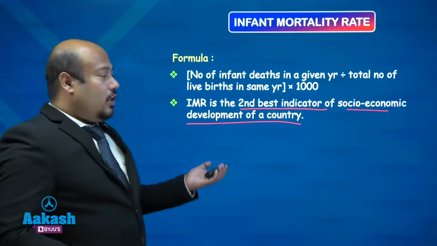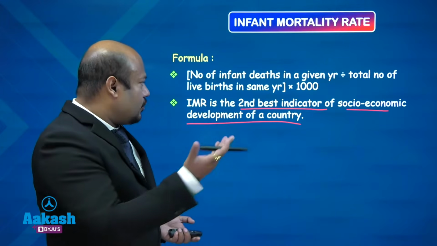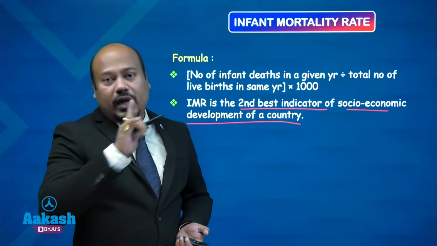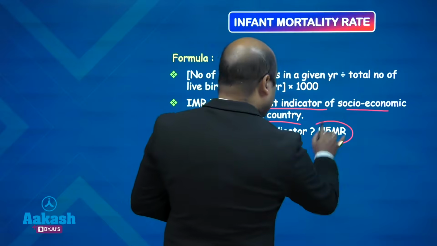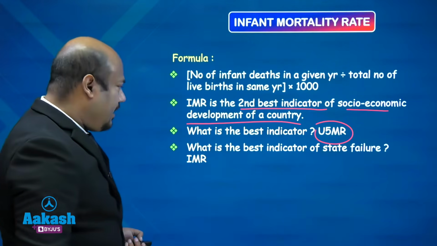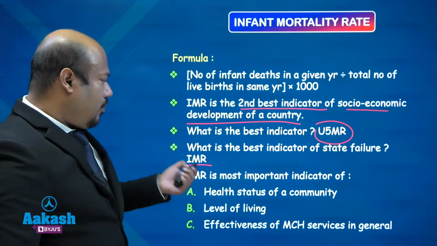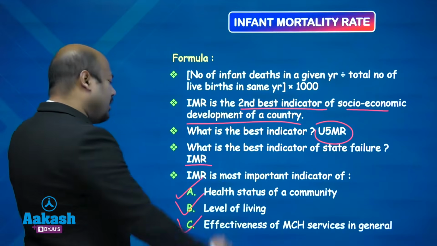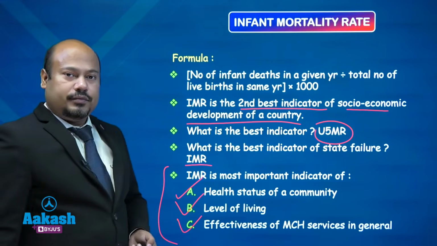So you can ask me, sir, you are saying IMR is second best indicator. What is the best indicator of socio-economic development? Answer: U5MR, under 5 mortality rate. What is the best indicator of state failure? Infant mortality rate. IMR is the most important indicator of health status of community, level of living, effectiveness of maternal and child healthcare service. So the question was framed from this point.